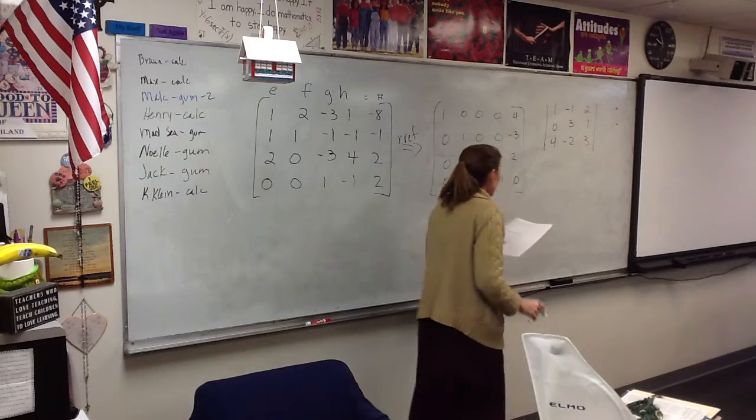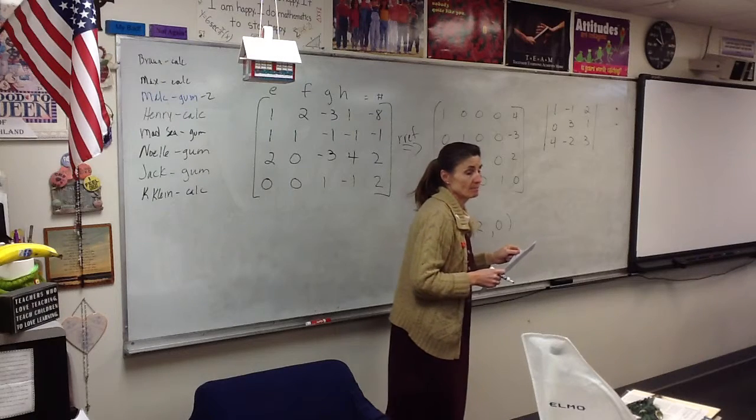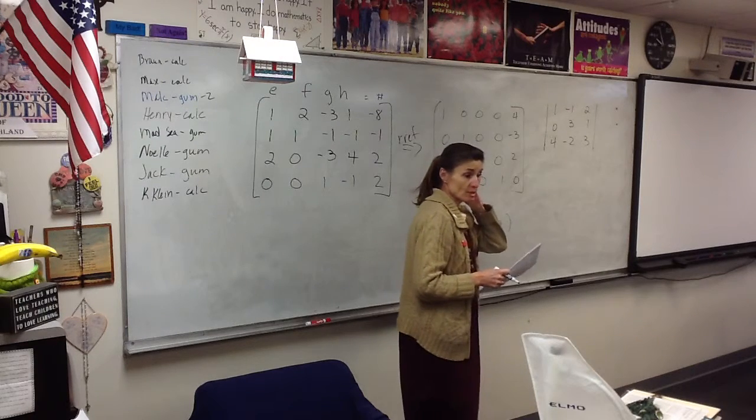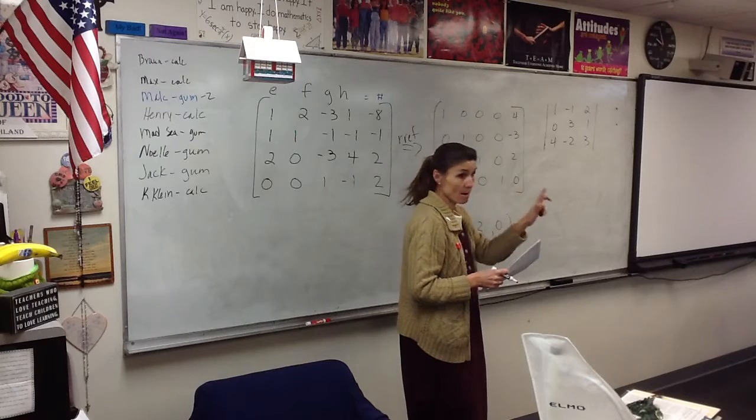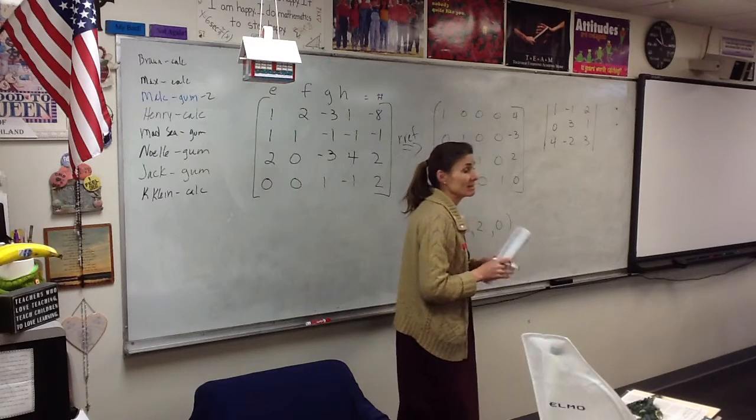Okay, this is number 5. And it is a determinant. So the answer is going to be a number. We're just going to get a number as our answer. How do we do that? How do we get this number?